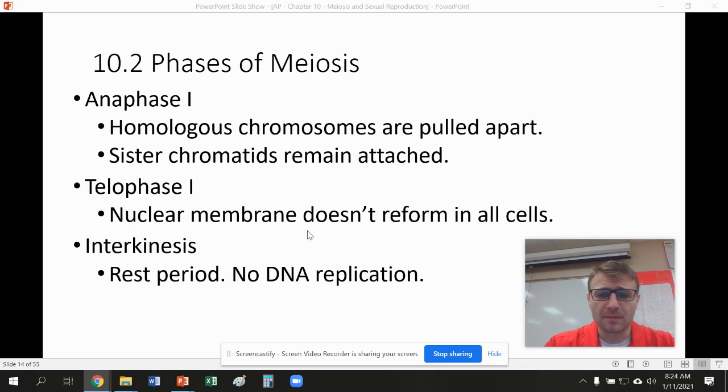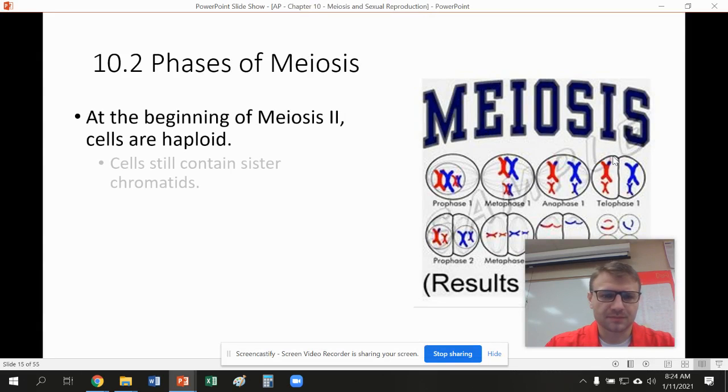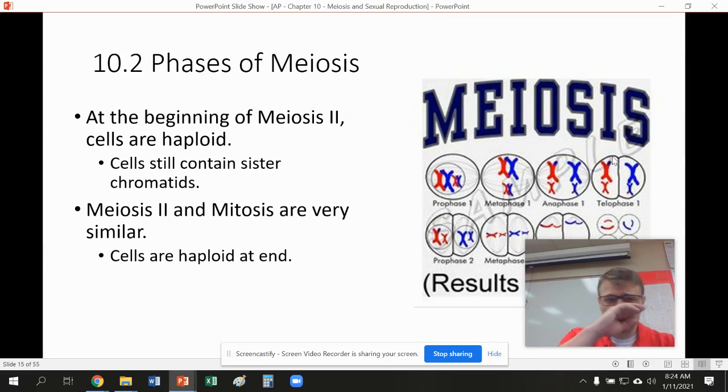Telophase 1: the nuclear membrane doesn't reform because we need to split again. Interkinesis is just a rest period, with no DNA replication because they're already replicated. At the beginning of meiosis 2, cells are haploid. So again, we went from diploid to haploid. Cells still contain sister chromatids. Meiosis 2 and mitosis are very similar. At the end of meiosis 1, going into meiosis 2, they're haploid. And then essentially meiosis 2 and mitosis are exactly the same, except they have half the genetic information.